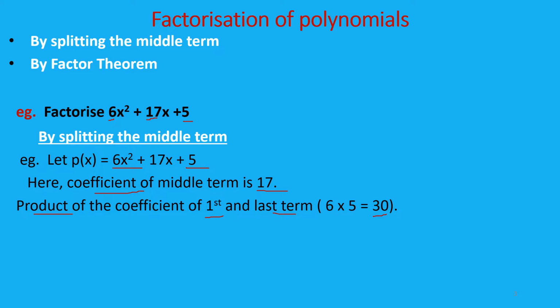Now what we have to do, we have to break the number 30 into two numbers such that their product should be equal to 30 and their sum should be equal to 17. Right? So to find out those two numbers, the best way is to find the factors of the given number, that is 30. So first we will find out the factors of 30.